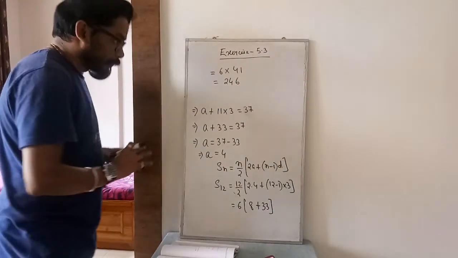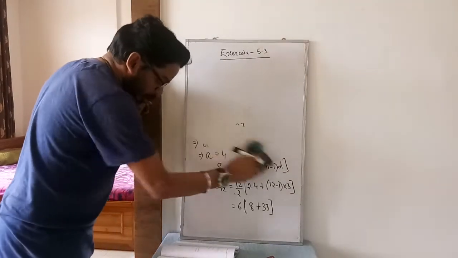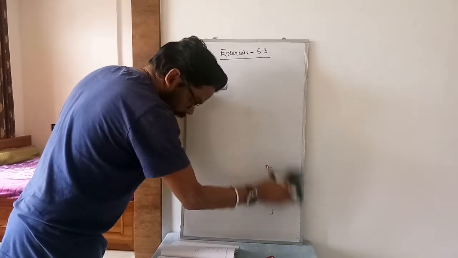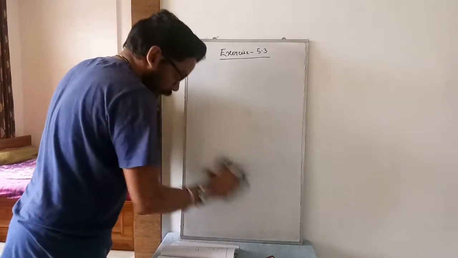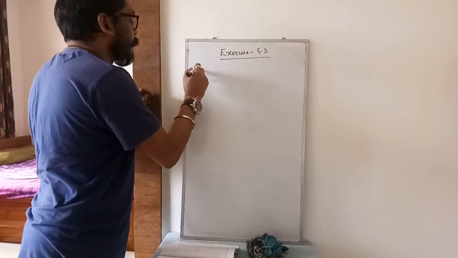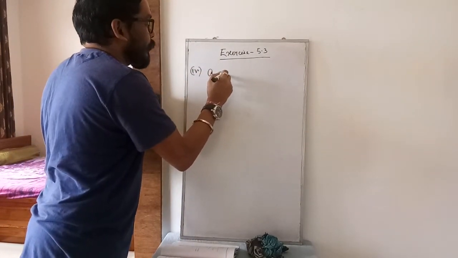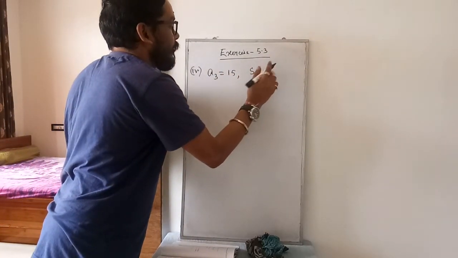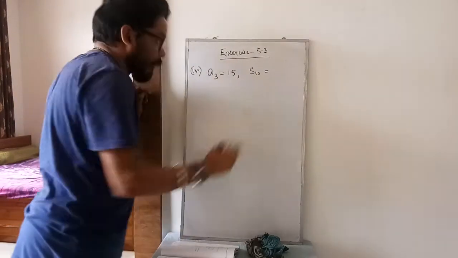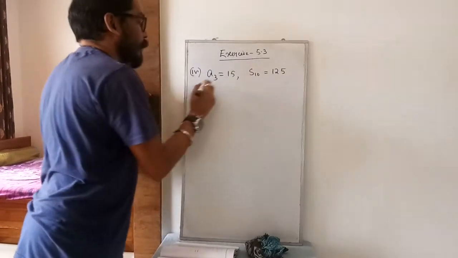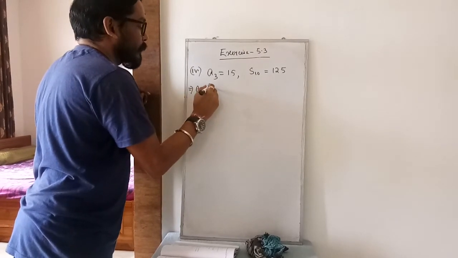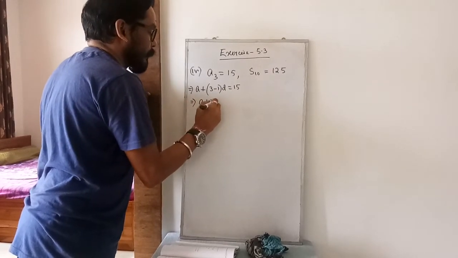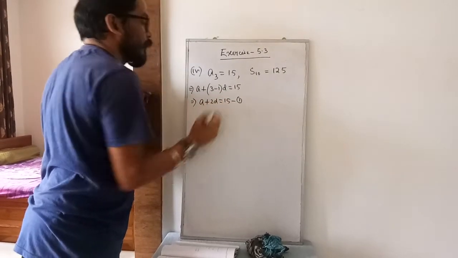Next, Roman number 4. In Roman number 4, they have given the value of A3 and S10, to find out d and A10. So A3 is given and S10. A3 is how much? 15. And S10 is your 125. So A3 means A plus (3 minus 1) into d. So you got A plus 2d equal to 15. You can call this equation 1.